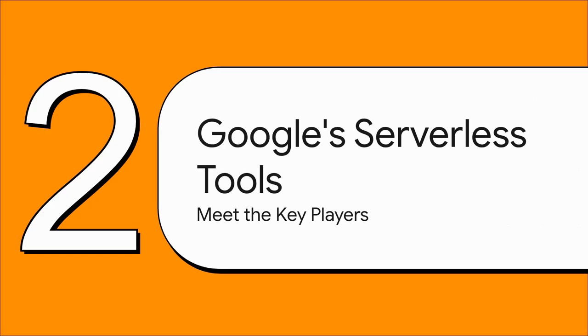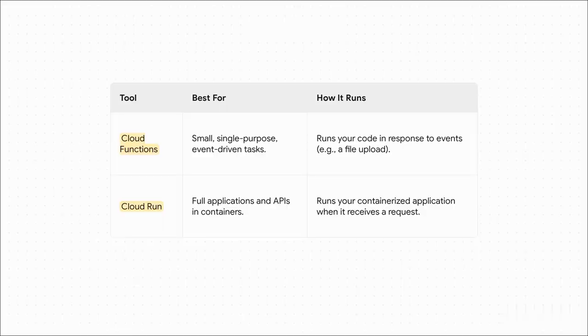So how exactly does Google Cloud give you this taxi service for your code? Well, it really boils down to two key players that you're going to want to know. On one hand, you've got Cloud Functions. Think of these as your specialists, like a scalpel. They are absolutely perfect for small, focused jobs that just react to something happening, an event. Like, hey, a new photo was just uploaded, go make a thumbnail of it. Bam, done. Then you have Cloud Run. This is more like your multi-tool. It's for running your entire application or your whole API inside what's called a container. It just sits there, waiting for a web request, and then spins up your whole service to handle it.